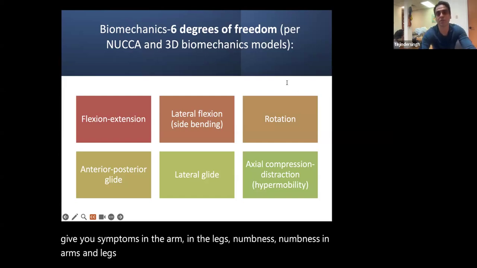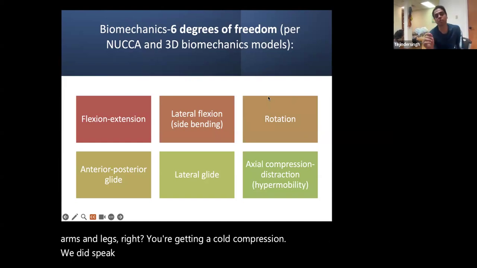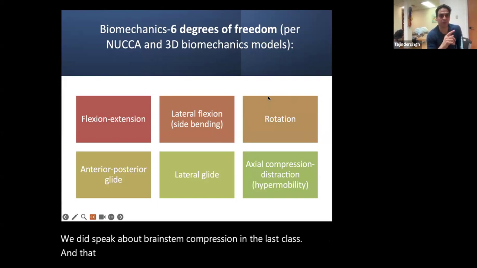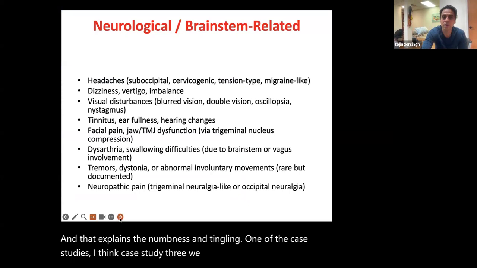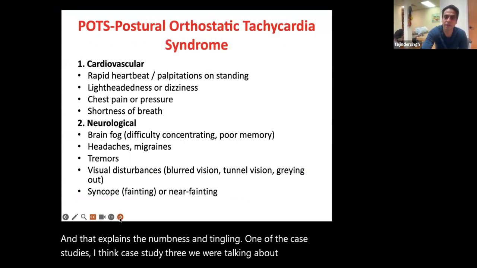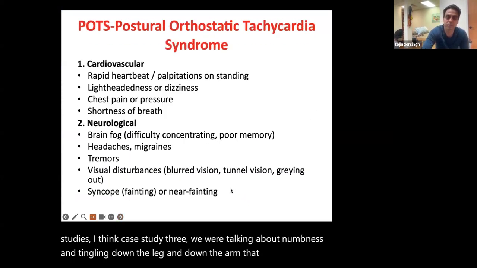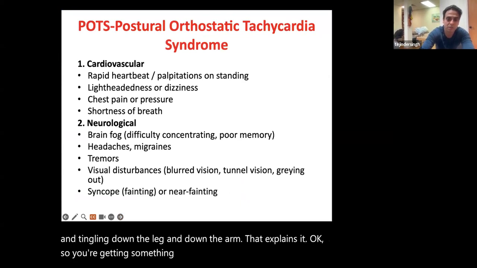You're getting a cord compression. We did speak about brainstem compression in the last class, and that explains the numbness and tingling. One of the case studies, I think case study 3, we were talking about numbness and tingling down the leg and down the arm. That explains it. Okay, so you're getting something called brainstem irritation.